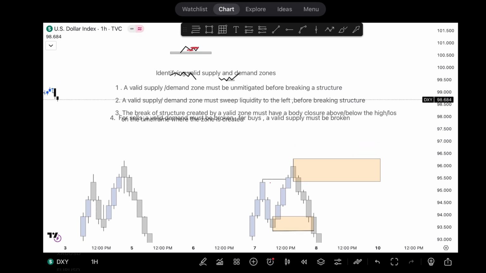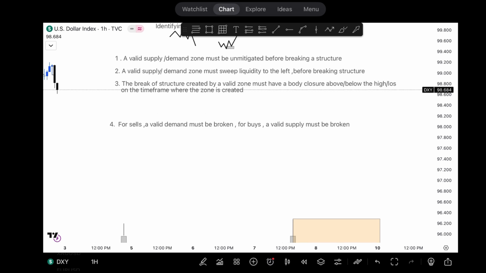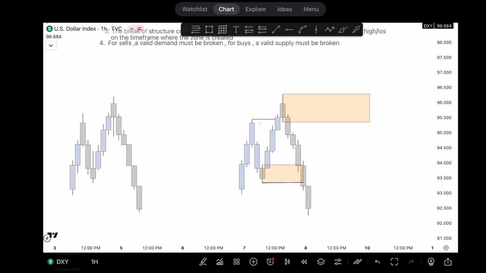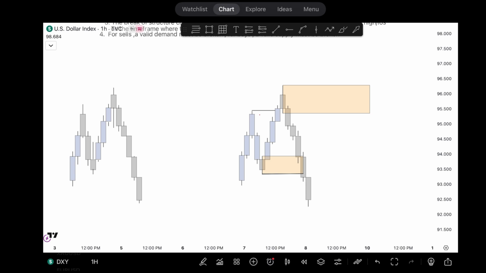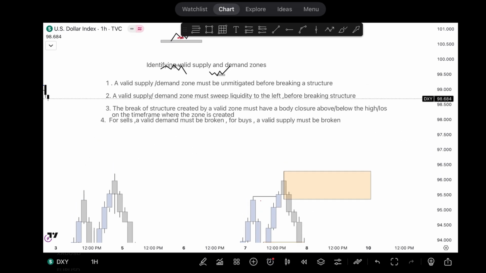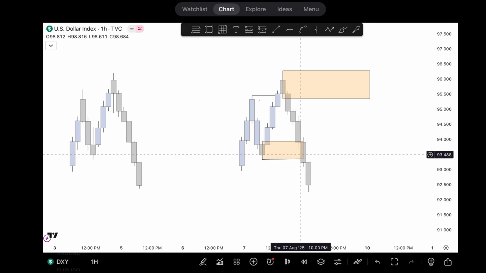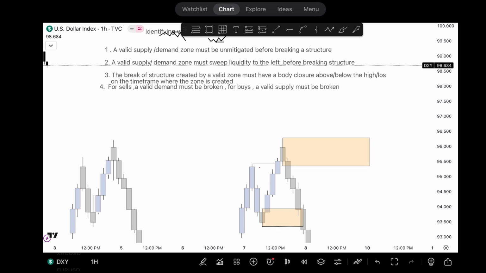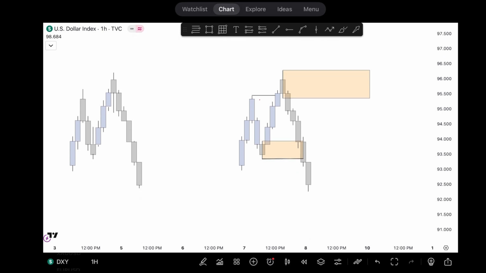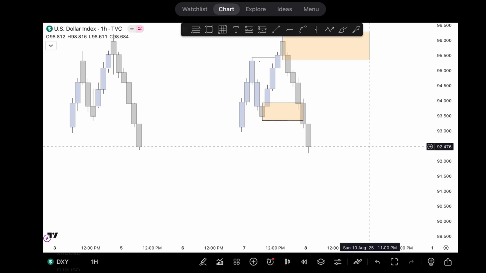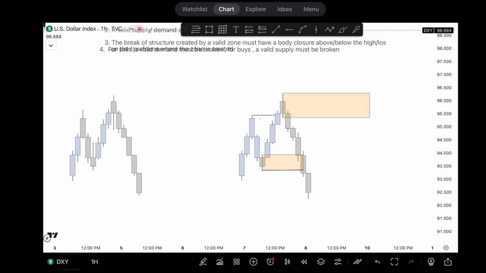That is all we need. I'll go over the rules again. The first one says a valid supply or demand must be unmitigated. Look at the schematic. The demand is unmitigated, and the supply as well is unmitigated. Good. It swept liquidity to the left. Can you see right here? It swept liquidity to the left. The third one, it broke with a body closure. Can you see? It broke with a body closure. And then the last one, for a sell, a valid demand must be broken. For this sell, this demand was broken, this particular demand right here.